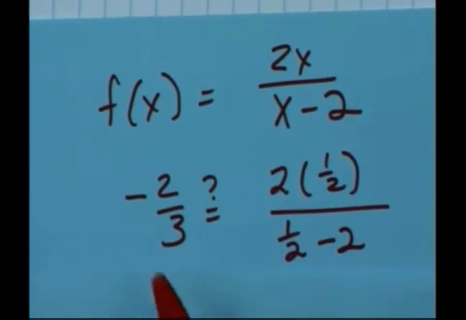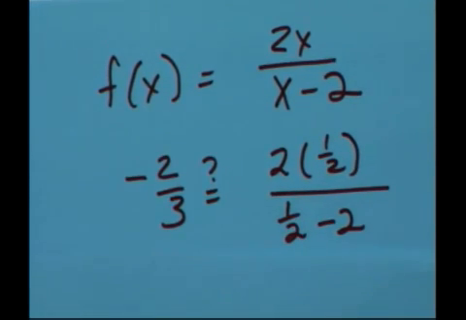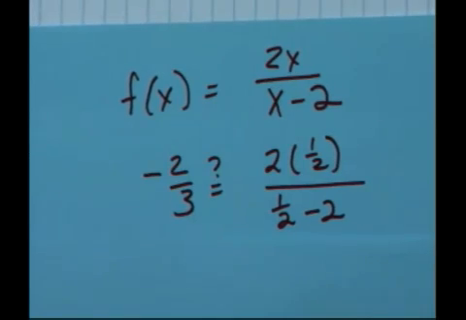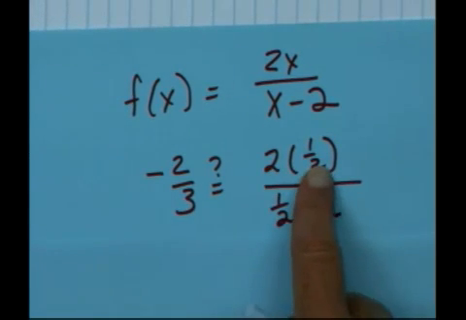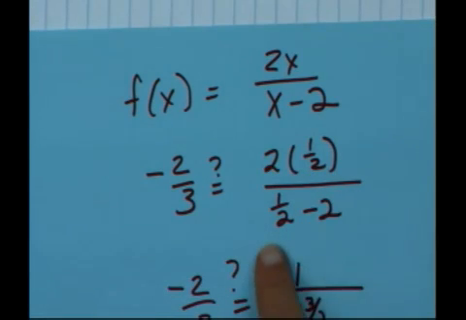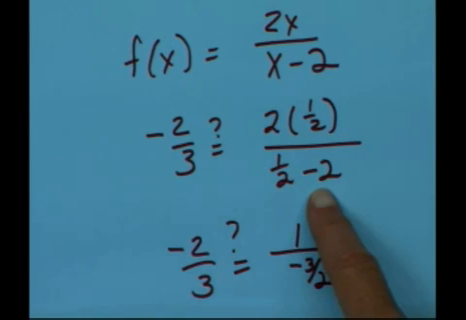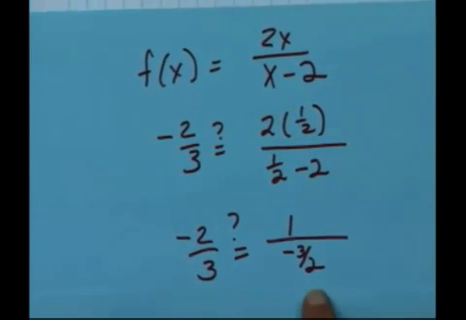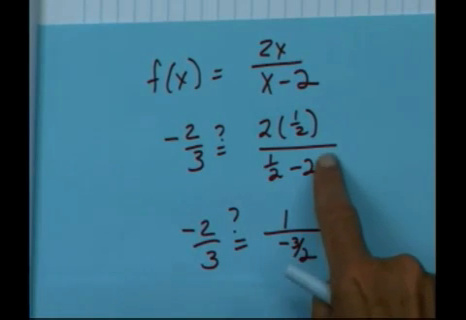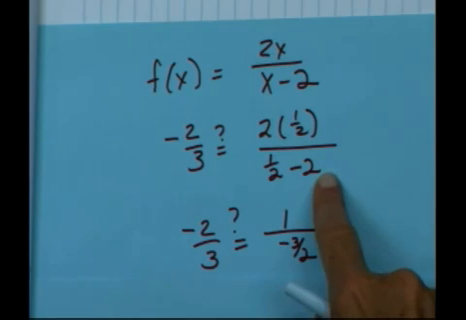All right, so now remember, whenever you're trying to show something, you need to work on one side of the equation and bring it down to see if it'll match the other side. So we know 2 times a half is 1. And then 1/2 minus 2 is negative 1/2, which is a negative 3/2, right? 1/2 minus 4/2 if you wanted to get common denominators.